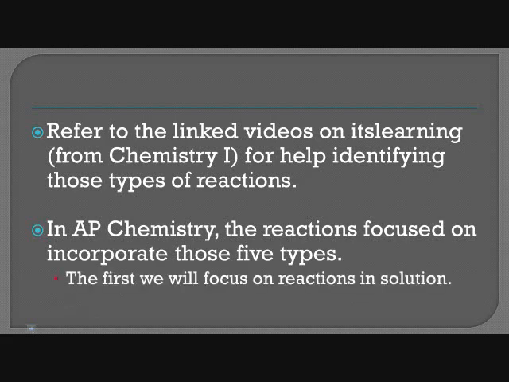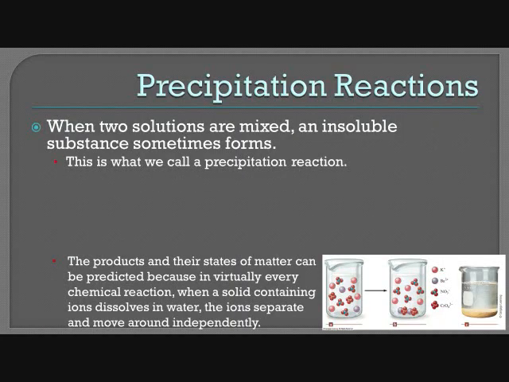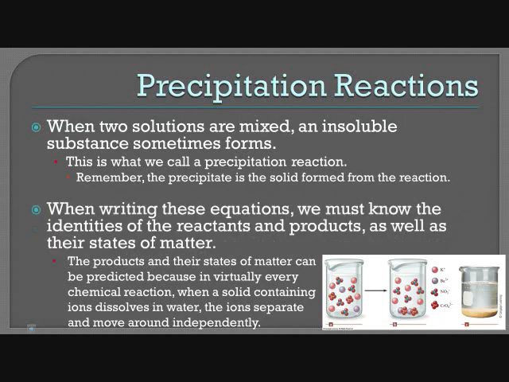So first we're going to focus on reactions in solution. When we have reactions in solution, we also often form a solid or an insoluble substance, which is called a precipitate reaction when this happens. So remember, the precipitate is the solid that's formed from the reaction. When writing these equations, we must know the identities of the reactants and products as well as their states of matter. So the products and their states of matter can be predicted because in virtually every chemical reaction, when a solid containing ion dissolves in water, the ions will separate. So this will get us into writing net ionic equations and all that kind of stuff.